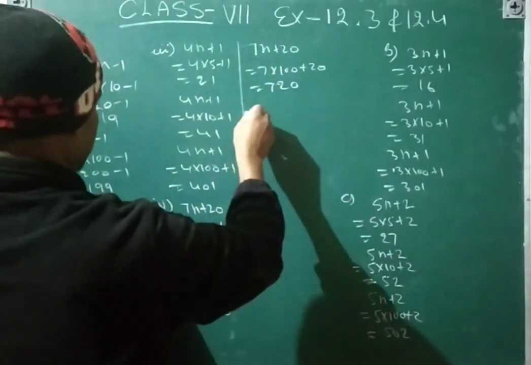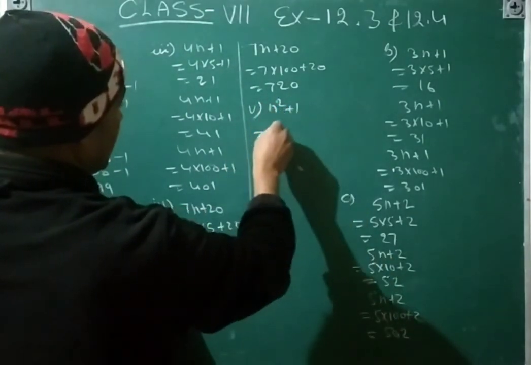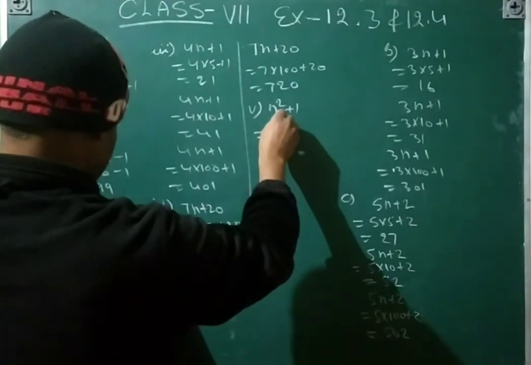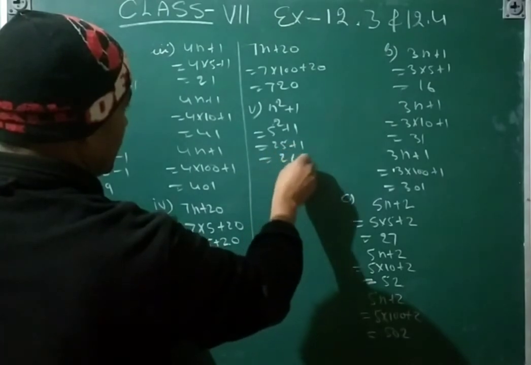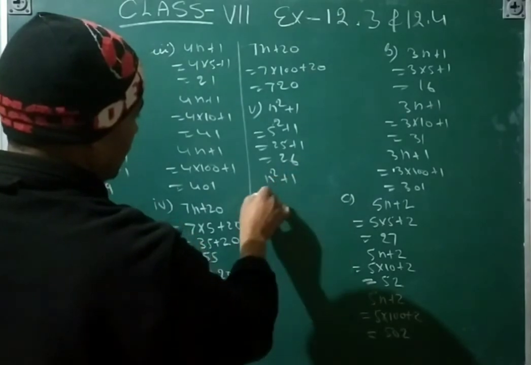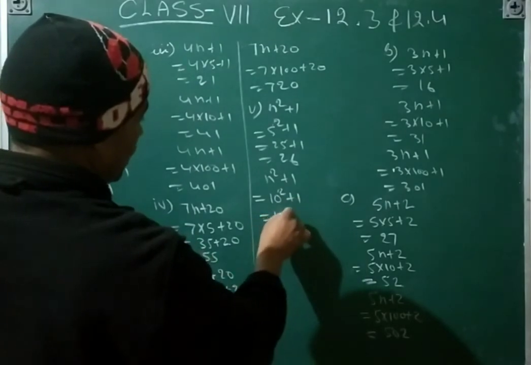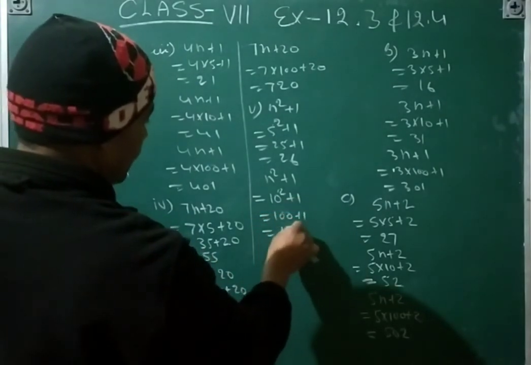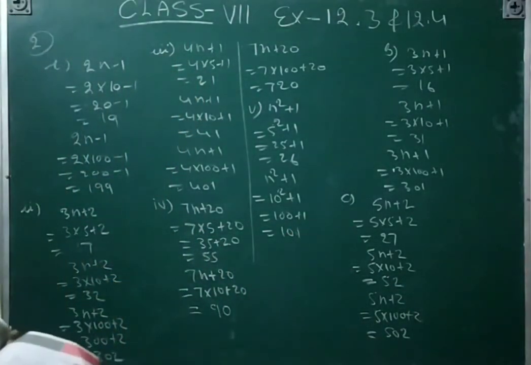That is 720. And then the fifth part, the last part, n square plus 1. For the fifth place and 10th place: 5 square plus 1 is 25 plus 1, which is equal to 26. And then the 10th place, n square plus 1 is 10 square plus 1, that is 100 plus 1, which is equal to 101. And the 100th place is already given, and you can find many more places in that question also. Okay.